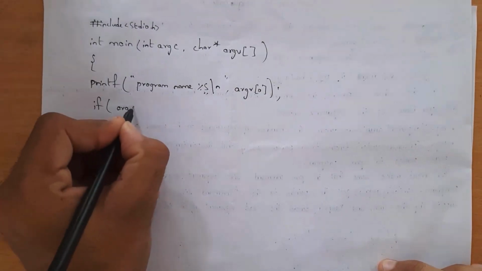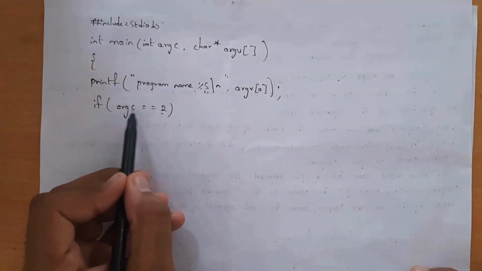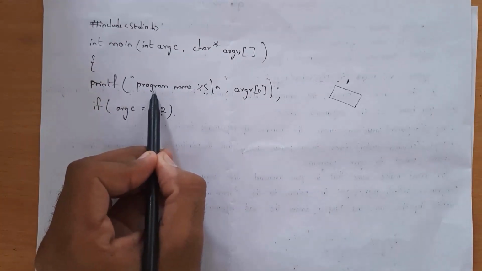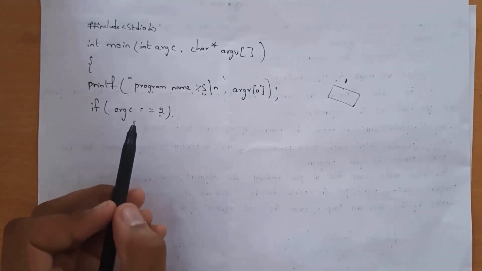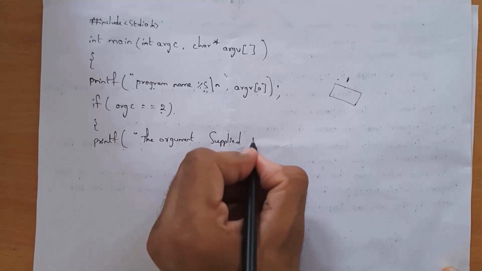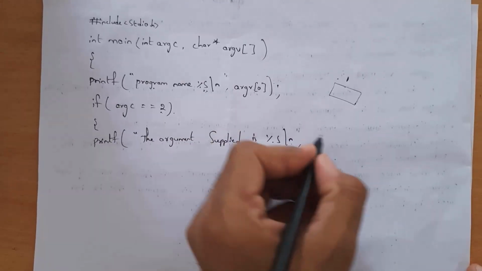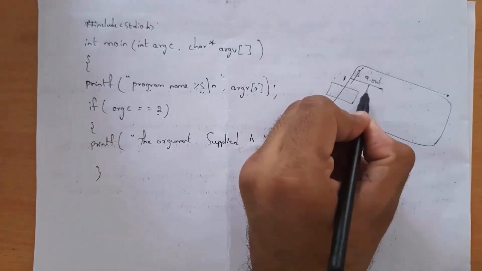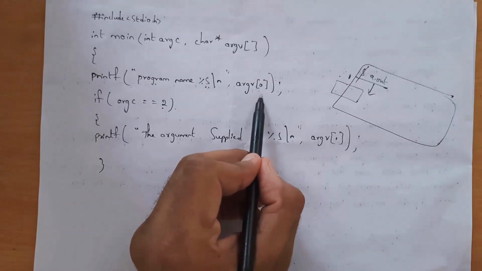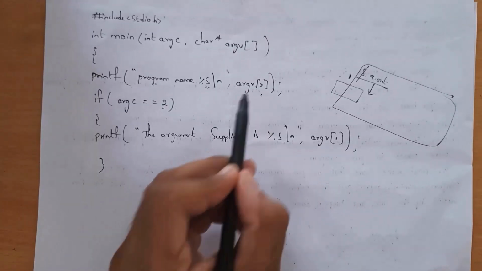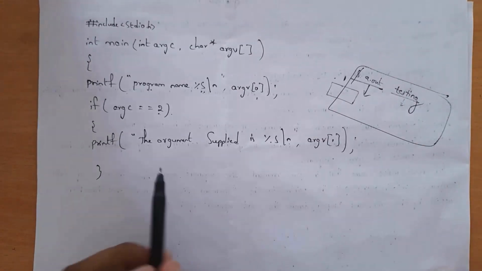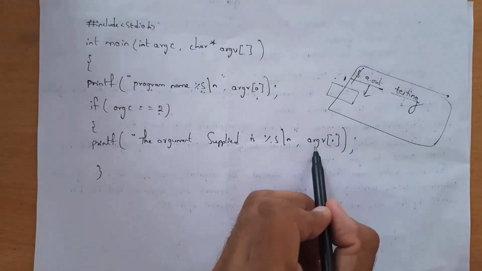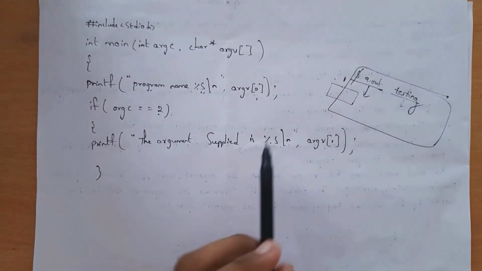Next, write if argument count is equal to 2. For the program name count is 1, and if you pass any argument, then count will be 2. So if argument count is equal to 2, then printf the argument supplied is %s\n, comma, argument vector 1. Whenever you write this, for example, my program name is a.out. This a.out is stored in argument vector 0, and for example, I want to pass an argument, that is testing. Whenever you pass this argument, then you will get output as the argument supplied is testing, and this testing is stored in argument vector 1. This testing is a string, so I wrote here %s.